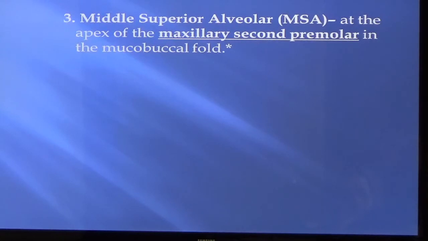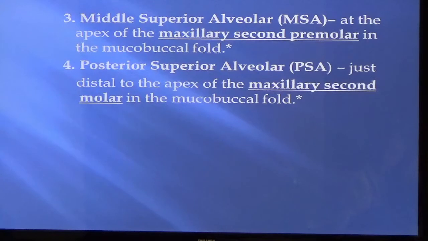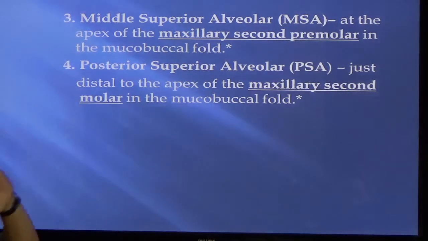And then if you've got anterior, middle, the back one is posterior superior alveolar block. Again, posterior superior meaning it's maxillary, upper. So just distal to the maxillary second molar in the mucobuccal fold. If you put your finger going to the back, behind your last molar, up in there, that's where we're going to inject. Questions on ASA, MSA, PSA?